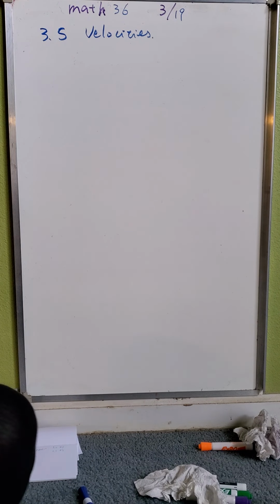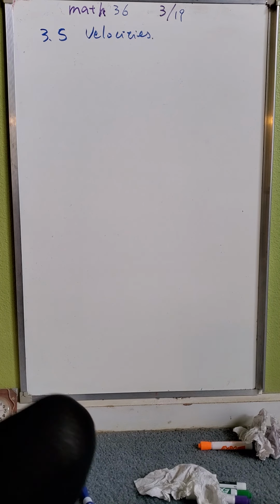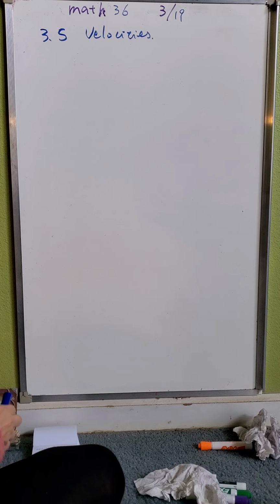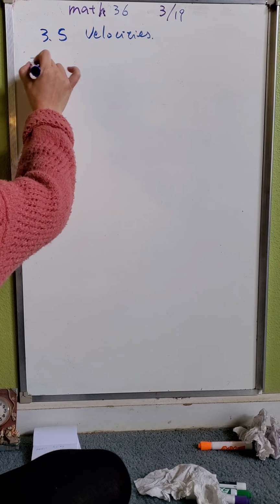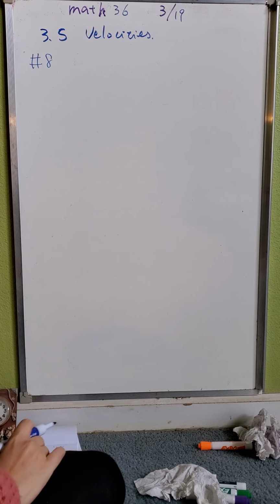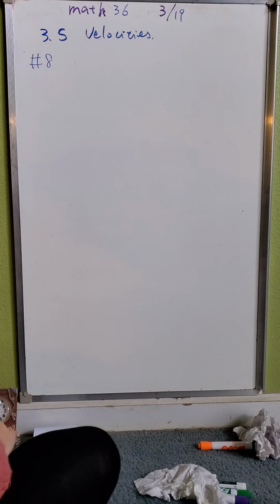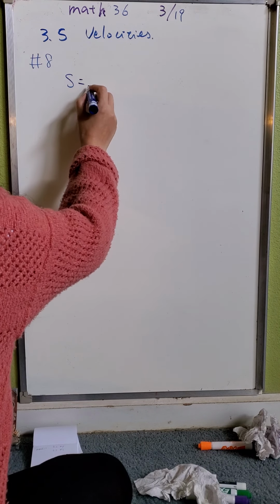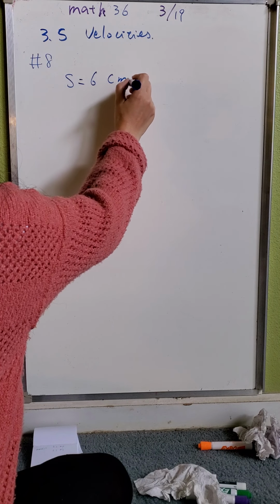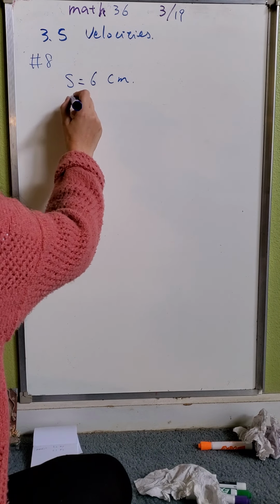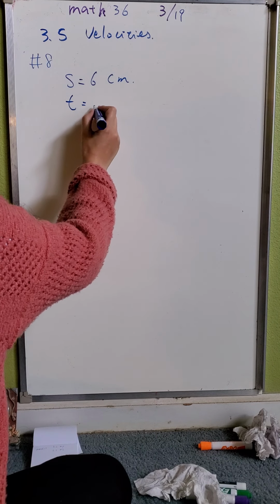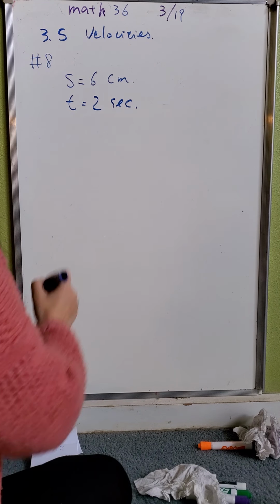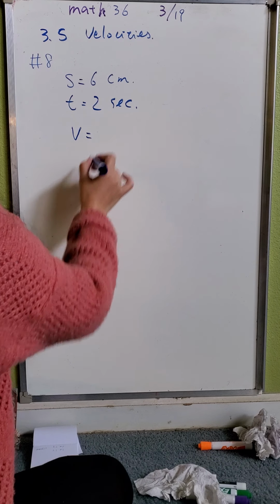Okay, so the first example we're going to do is problem number 8 in your homework. They said that you are given the arc length S equal to 6 cm and the time is equal to 2 seconds. They want to know what the linear velocity is.